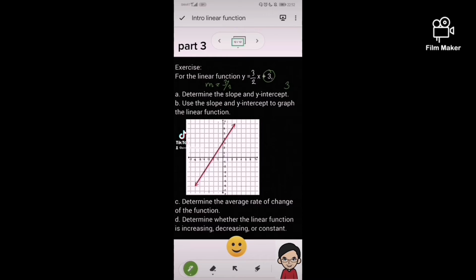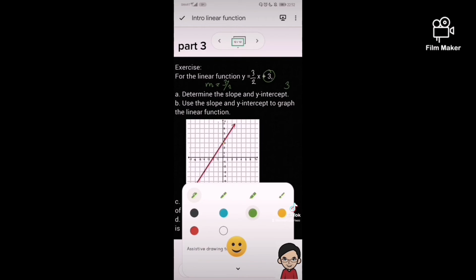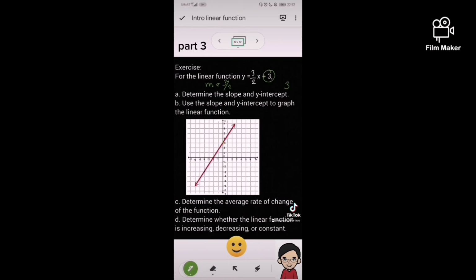So first thing is to mark your y-intercept along your y-axis, positive 3. And then you count the slope, 3 units up and 2 units to the right. So from here, you count 1, 2, 3, and then to the right, 1, 2. So that will be your second point. By connecting your first point and the second point, you will determine your line.